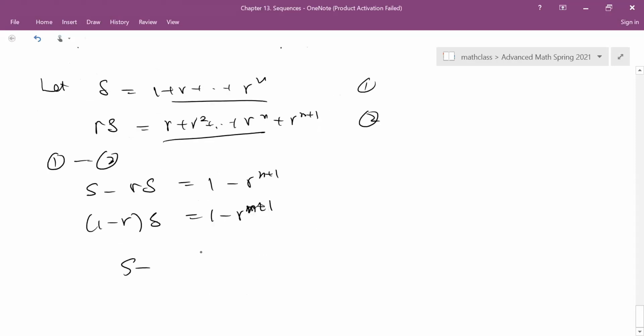Finally, we solve for s. So you do get s equals that, and you can combine them into one fraction.